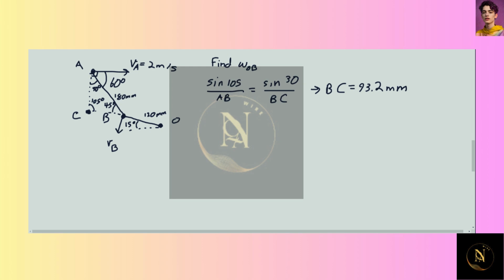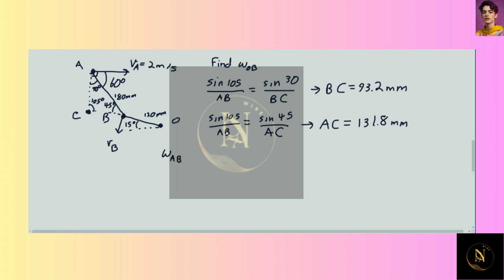We can then do the same thing to find AC, so sine of 105 over AB equals the sine of 45 degrees over AC, which again, doing the algebra, leaves us with AC equals 131.8 millimeters. So we have the two lengths that we need here. Next, we can find the angular velocity of the rod AB.